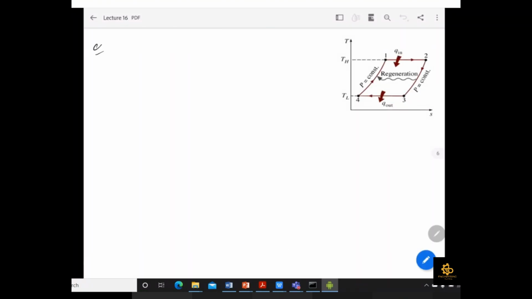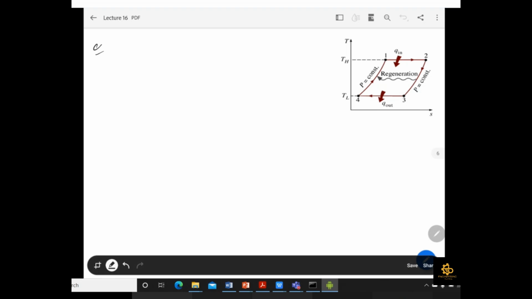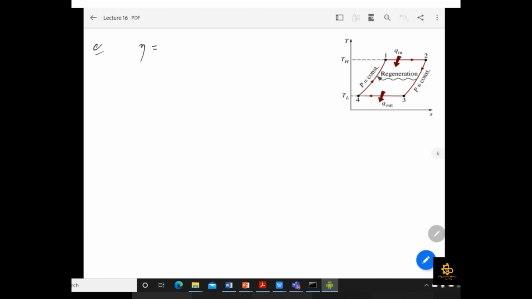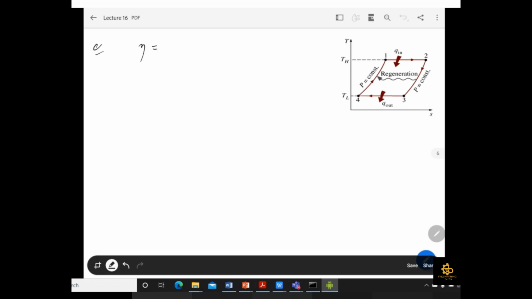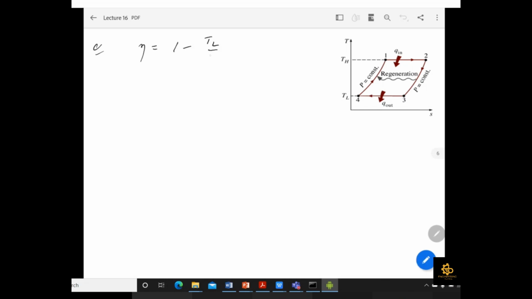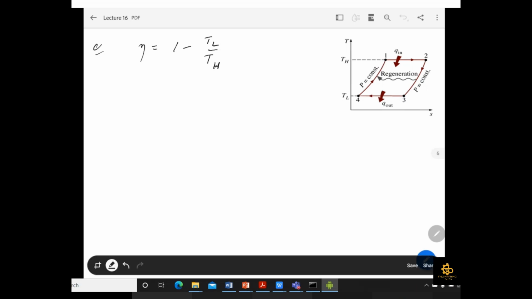In part C, you have to find the thermal efficiency. For thermal efficiency, you already know that it is equal to 1 minus TL over TH, because the efficiency of your Ericsson cycle is equal to the Carnot cycle efficiency. The temperatures are the same, so this equation is valid.